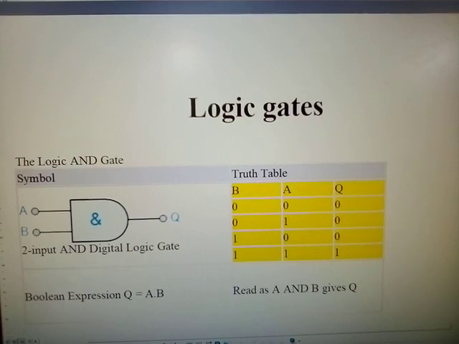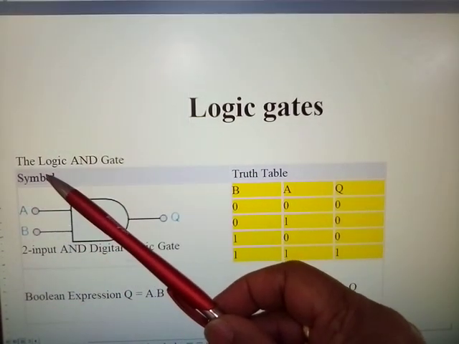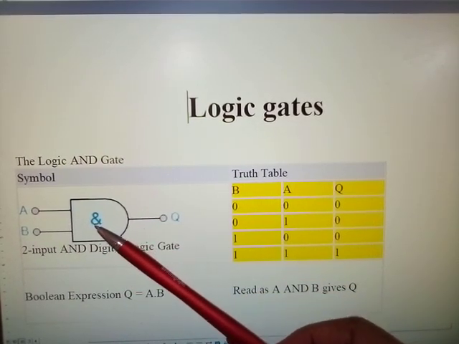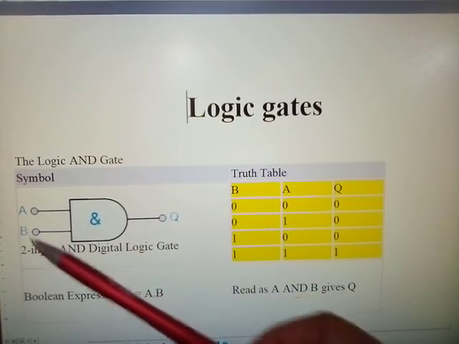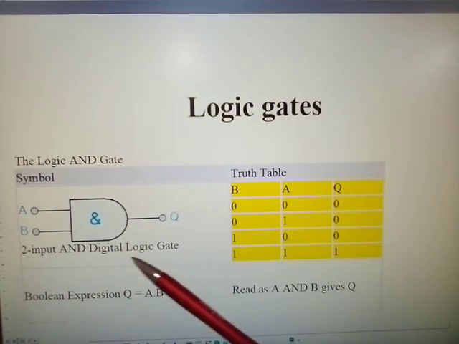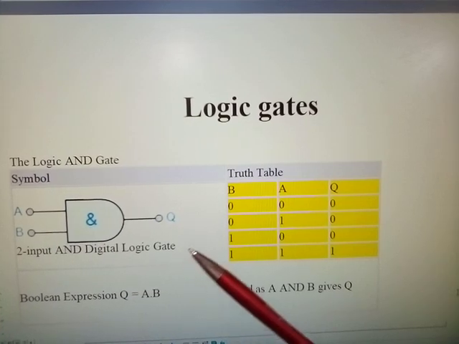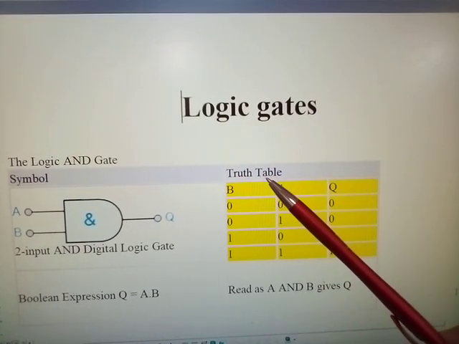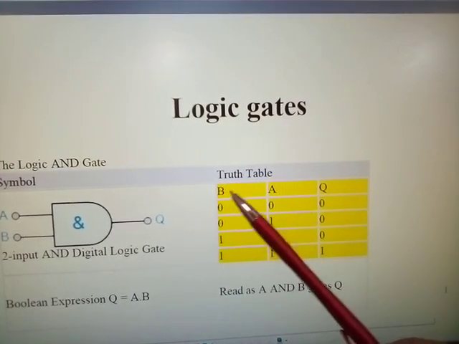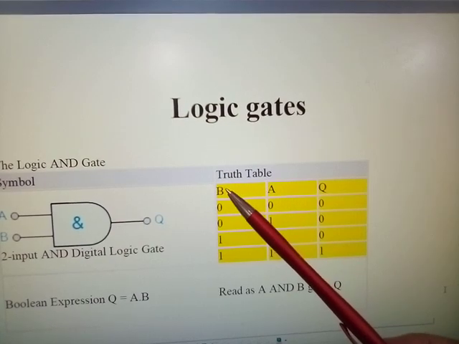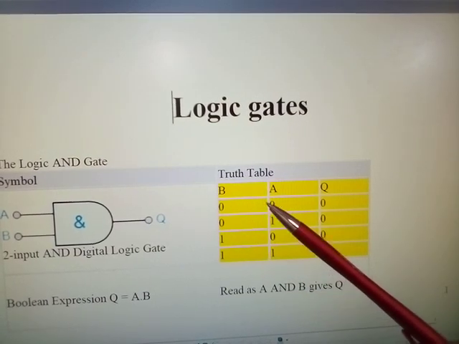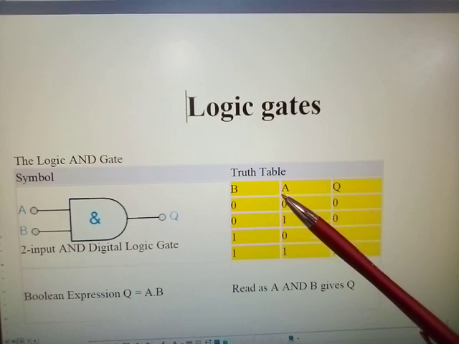Okay. Now here we have the logic AND gate symbol, that's your symbol and function. Here you have two inputs, A and B, and the output is Q. A two-input digital logic gate. Now what actually happens here is that we've produced a truth table, and we have input A, input B. Bear in mind, this is not how I would normally write it. I would normally put the A this side and the B that side, but as someone seems to have produced this the other way, it doesn't really matter which way around it is.